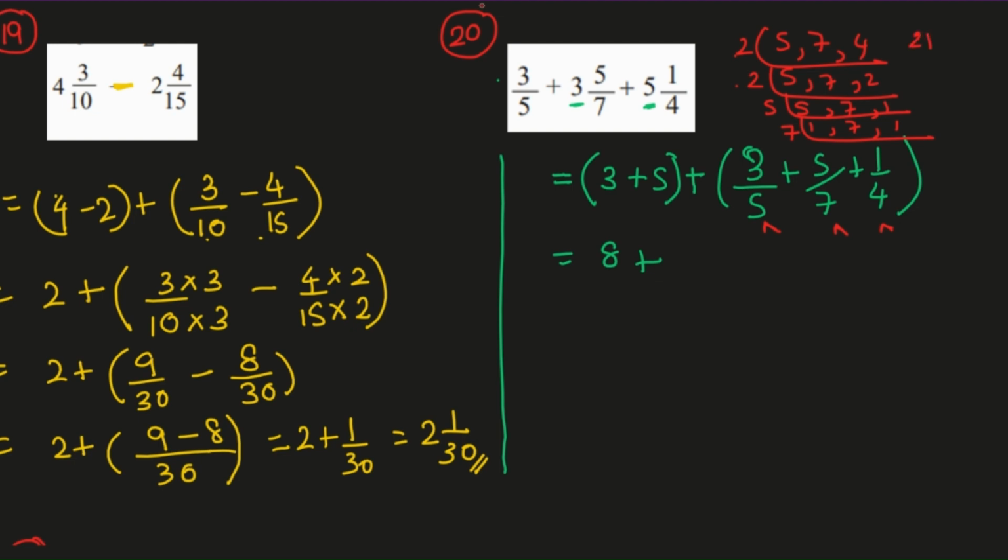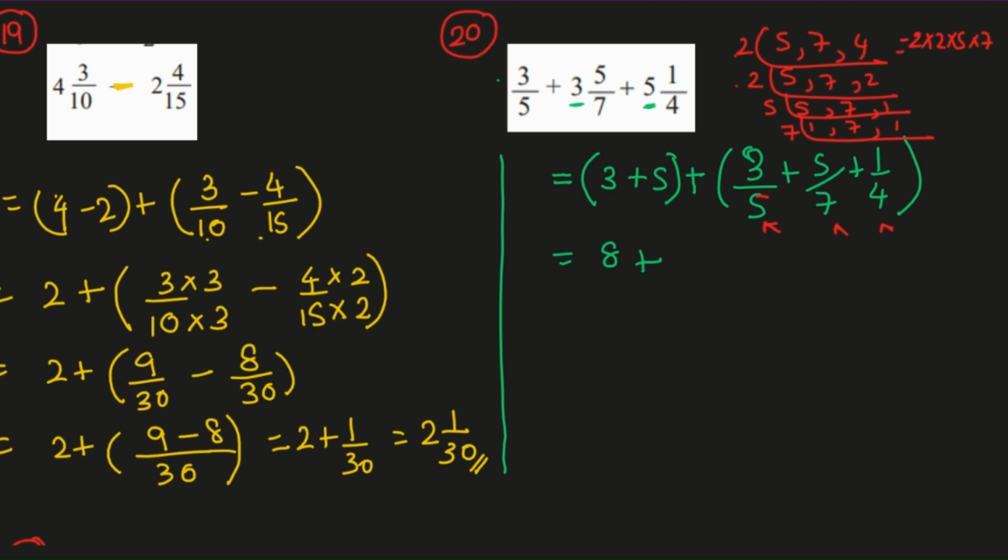What is it? What's the LCM? 2 into 2 into 5 into 7. No, not 24, right? No, not 24. I'm sorry. Because 28 will not be divided by 5. So it's not the LCM.